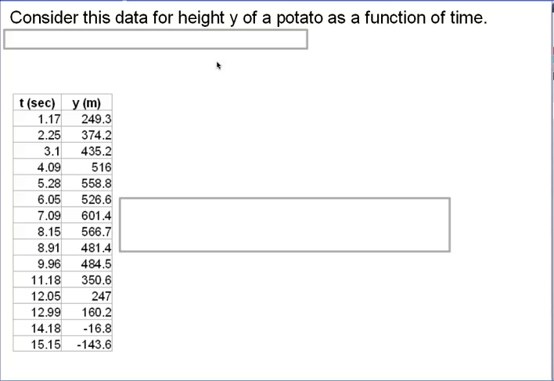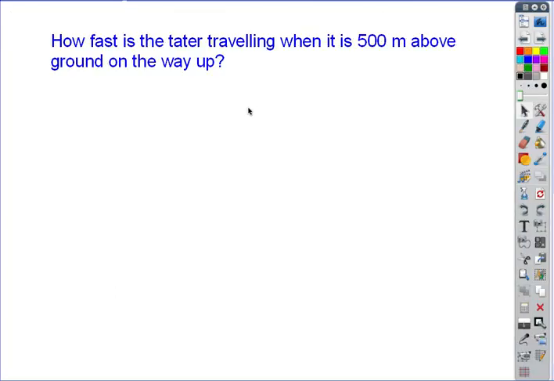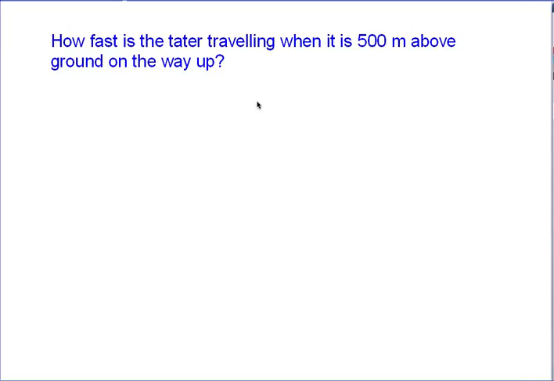What we want to do here is, what we'll look at tomorrow is I want you to come up with a good model, fit the data, and come up with a good model for a position function, y as a function of t. Assuming we have that, here's the part that's really cool. I want you to be able to answer some questions. I want you to tell me, how fast is the tater traveling when it is 500 meters above the ground on the way up? How in the world could you do that from your model? How fast is it traveling?